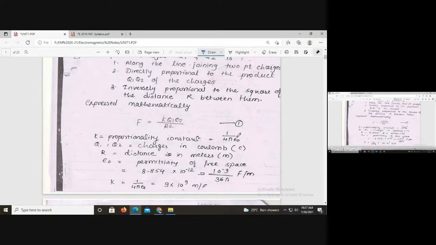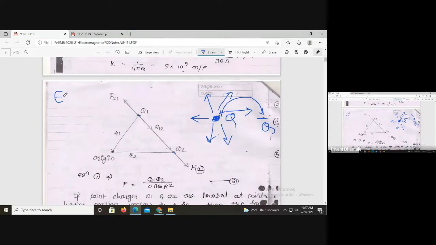Now, what is this epsilon? This epsilon is a very important part. Epsilon means the permittivity. Simply, epsilon means permittivity of the medium. That means which medium permits the charge to freely enter that material.